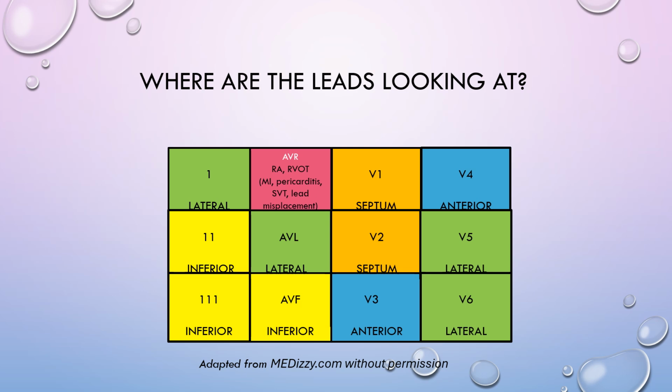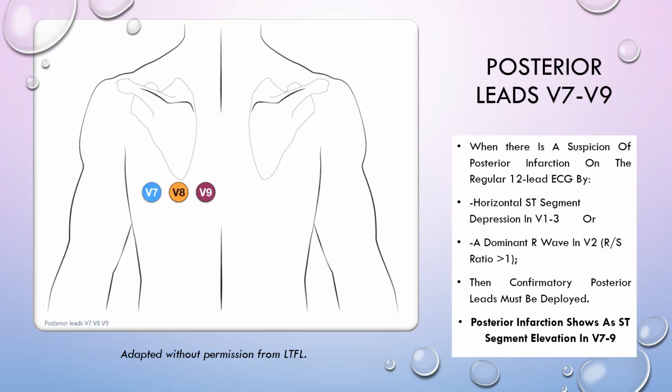And then the AVR, which is not usually the star of the occasion, but it still has its functionality. It examines the right atrium, it examines the right ventricular outflow tract, and it's very useful when there's a myocardial infarction, particularly in the left main trunk, which is a really dangerous area to have an infarction. When there's pericarditis, it shows up, there's SVTs, and sometimes when there's poor lead placement, wrong lead placement, we can also find lead AVR leading us to that conclusion. So it has its moments.